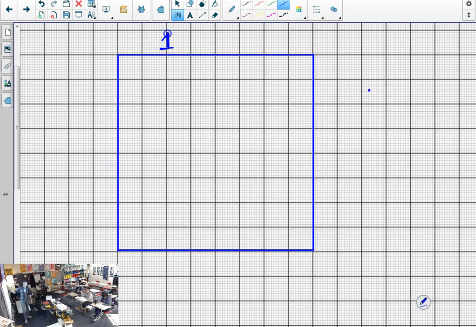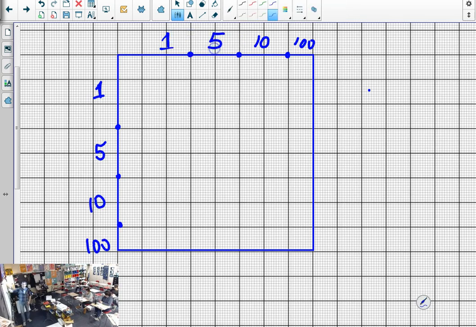So the 1 region gets 3 wide, right? It's 3 eighths. The 5, 2 eighths. The 10, 2 eighths. And the 100, 1. If I do the same thing working down, 1 gets 3, 5 gets 2, 10 gets 2, and 100 gets 1.